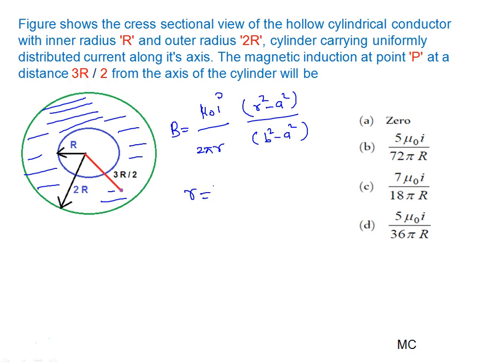r is, let me write, 3R by 2, and what is the value of the small a? Inner radius, that is capital R. Okay, and what is the value of the b? That is outer radius, it is given you 2R. So now you put all the values and calculate yourself. So when you solve it, I think we should get the answer number D. So let us check it.